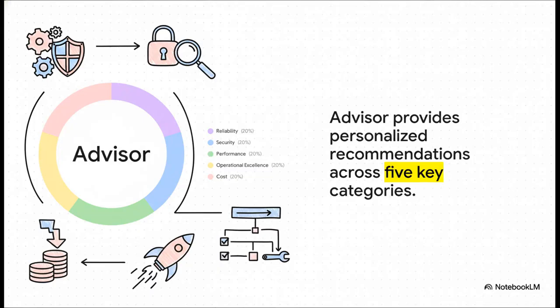Now, Advisor breaks its advice down into 5 key categories that you absolutely need to know. It checks for reliability to help keep your apps running, security to find any vulnerabilities, performance to boost your speed, operational excellence for best practices, and of course, everyone's favorite, cost, to find ways you can save some money.